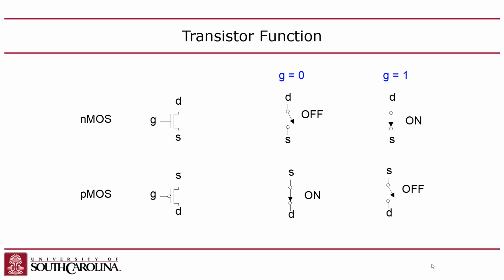You don't have the body. It doesn't show the body terminal. It only shows 3 terminals here. So basically, a PMOS, if the gate is logic 0, it turns on. The NMOS, if it's logic 1, it turns on.